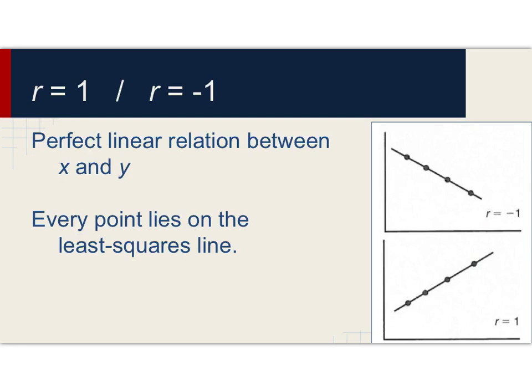Out at the extremes, if r is +1, or if r is -1, we are saying that there is a perfect linear correlation between x and y, that every data point lies on the least squares line. When r is +1, we have a positive slope. X increases means y increases. When r is -1, our best fit line has a negative slope. As x increases, y is decreasing.